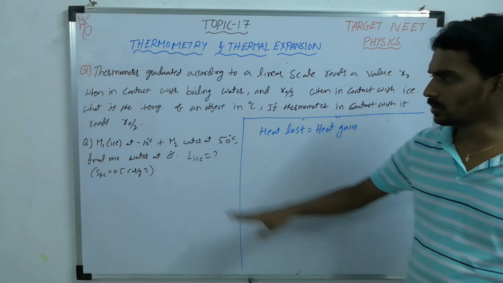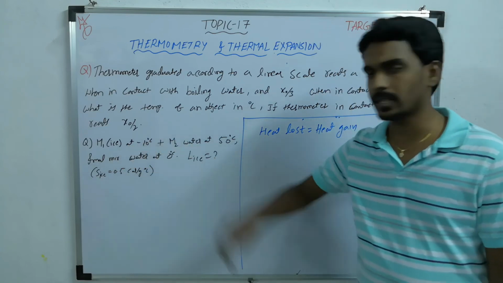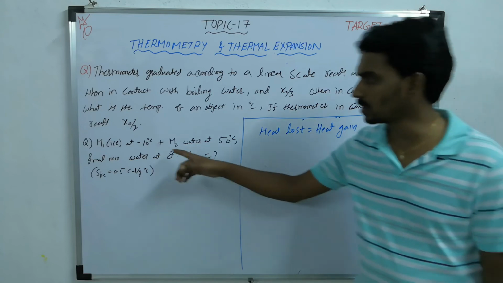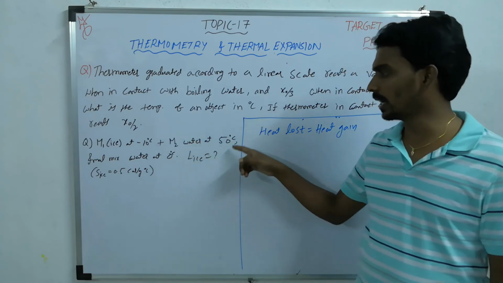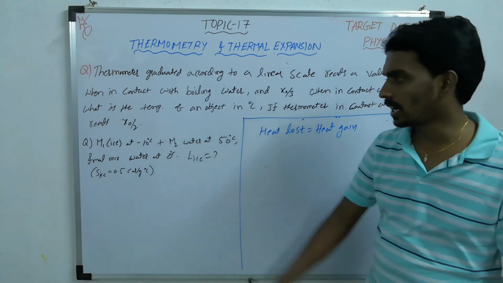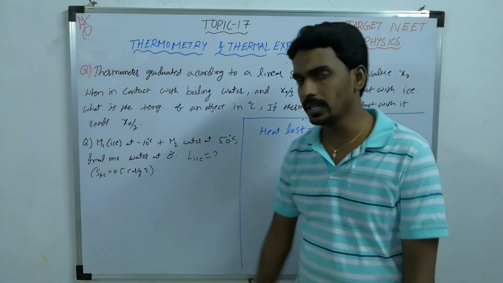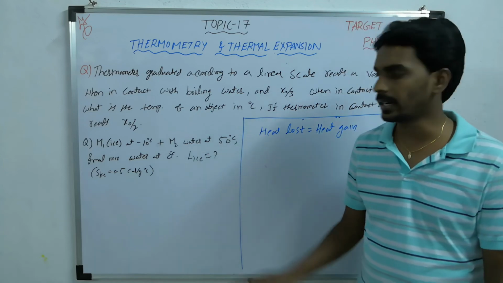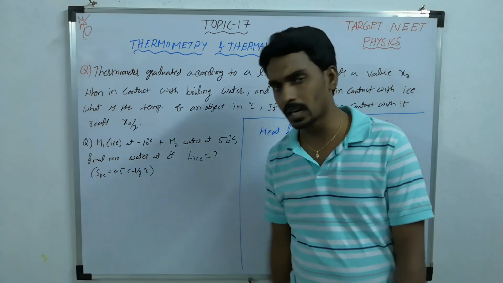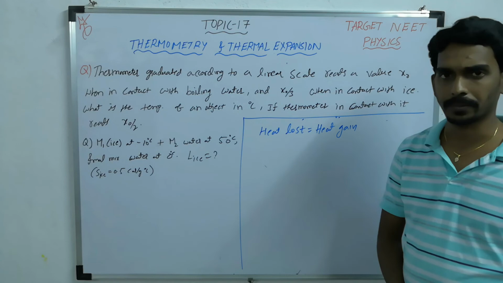Similarly, consider m1 grams of ice at minus 10 degrees Celsius mixed with m2 water at 50 degrees Celsius, and the final mixture is water at 0 degrees Celsius. Then find L ice. What is L? Latent heat. And the specific heat of ice is 0.5.